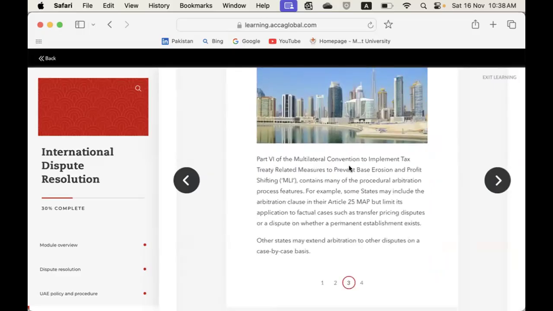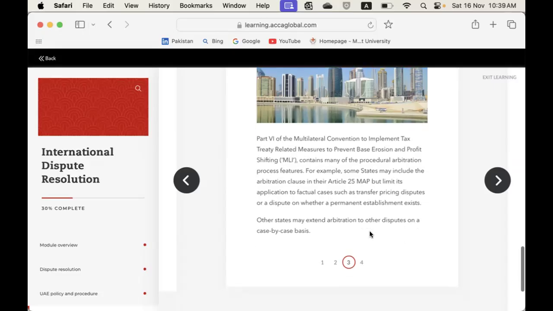Part 6 of the multilateral convention to implement tax treaty related measures to prevent base erosion and profit shifting, the MLI, contains many of the procedural arbitration process features. For example, some states may include arbitration clauses in their Article 25 MAP, but limit its application to factual cases such as transfer pricing disputes or a dispute on whether a permanent establishment exists. So guys, what they're saying is that the mutual assistance procedures scope can be broadened or shortened.